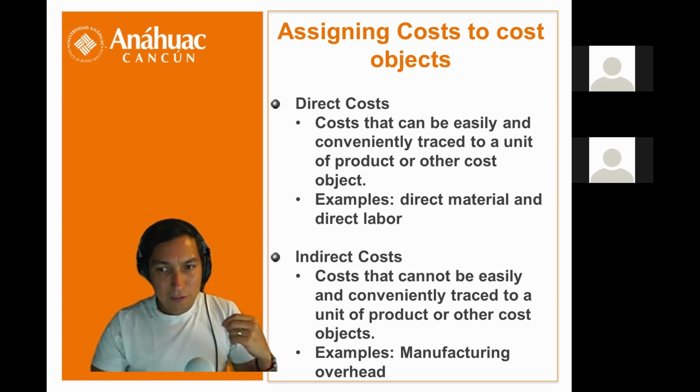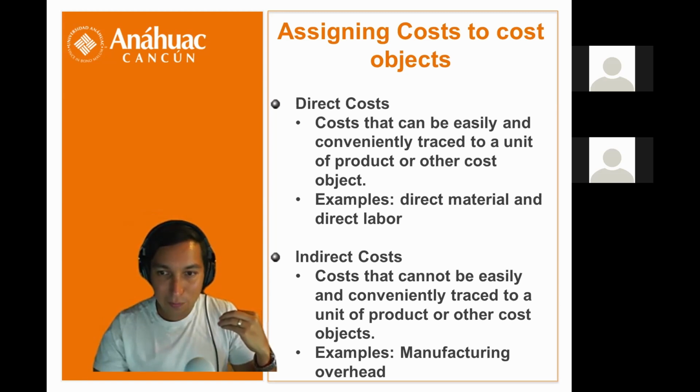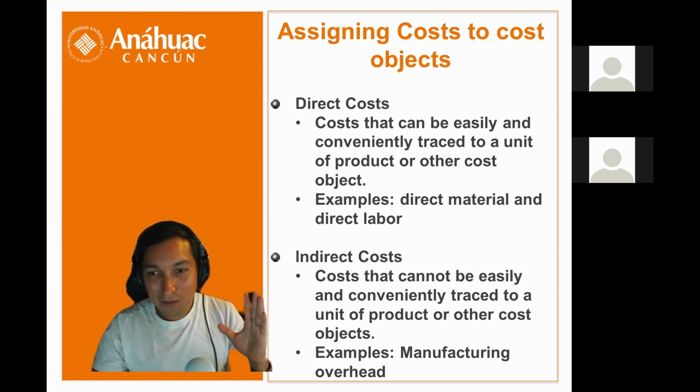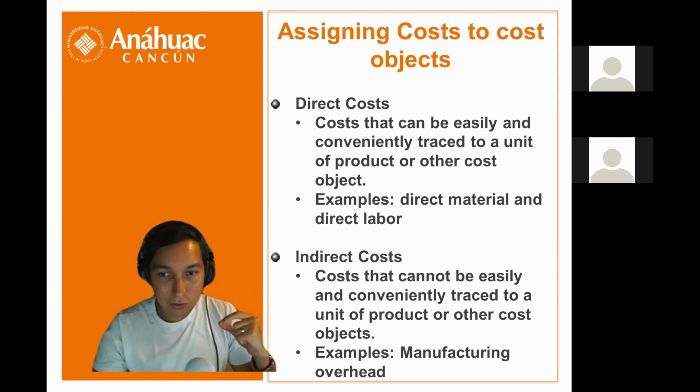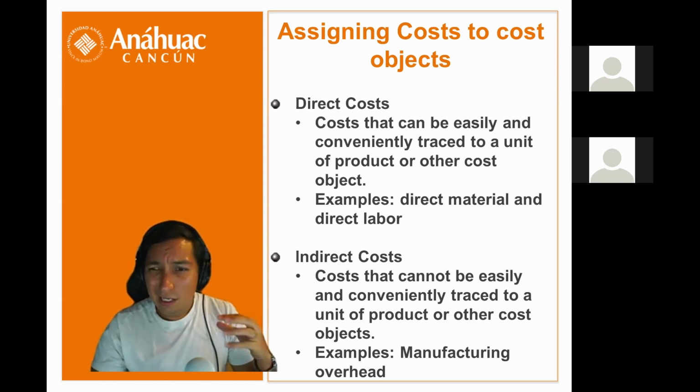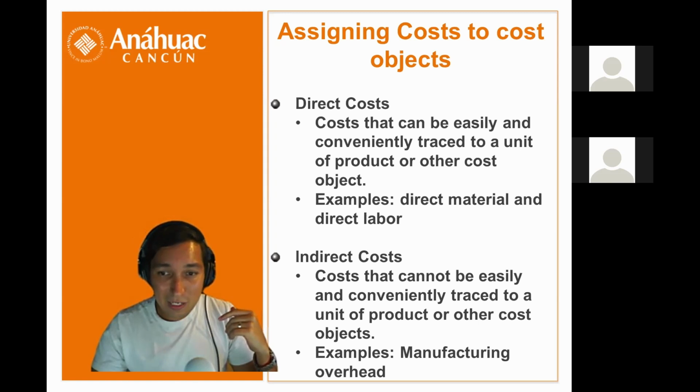Going back to this definition, costs that cannot be easily and conveniently traced to a unit of product. Some of you might just throw your hands up and say that, hey, there's nothing easy or convenient about any of this. Everything's an indirect cost. Maybe it's not the best route, but the point is that if we are capable of figuring out how much materials and labor go into a unit of product, then that's direct. And if we have to start doing a ton of higher math and allocating and guesstimating, then it might be an indirect cost.